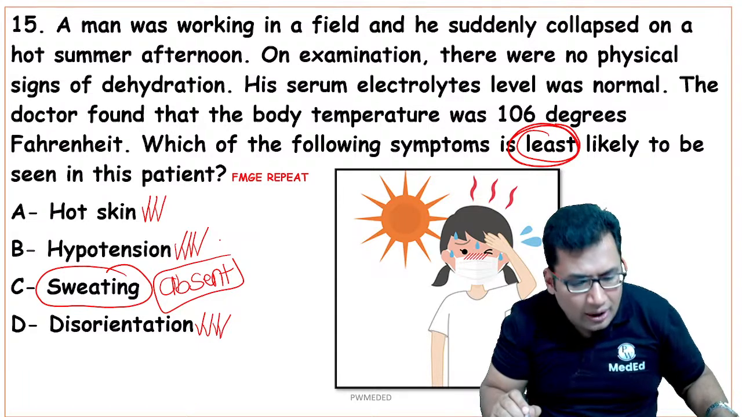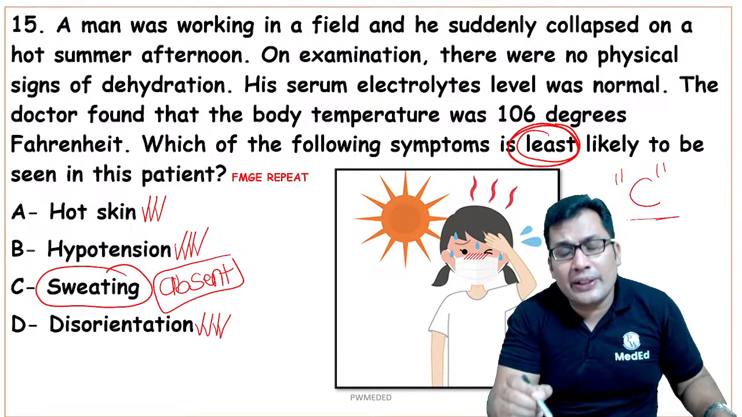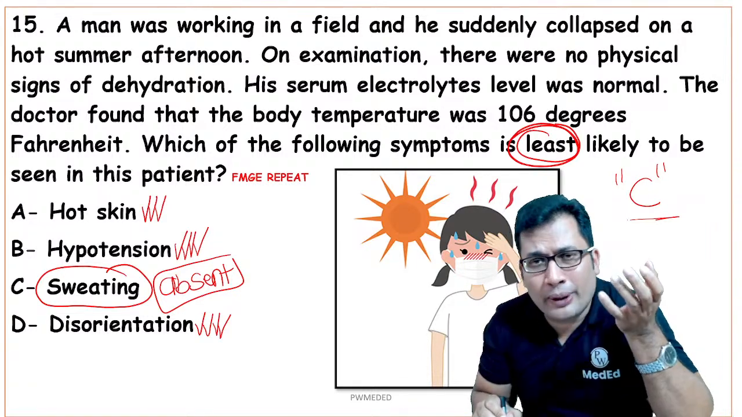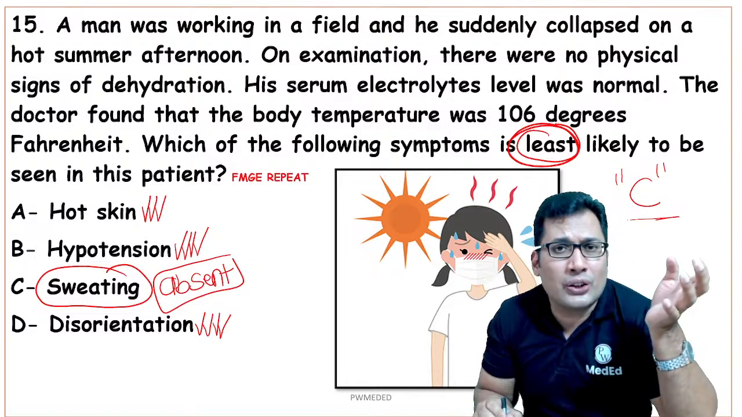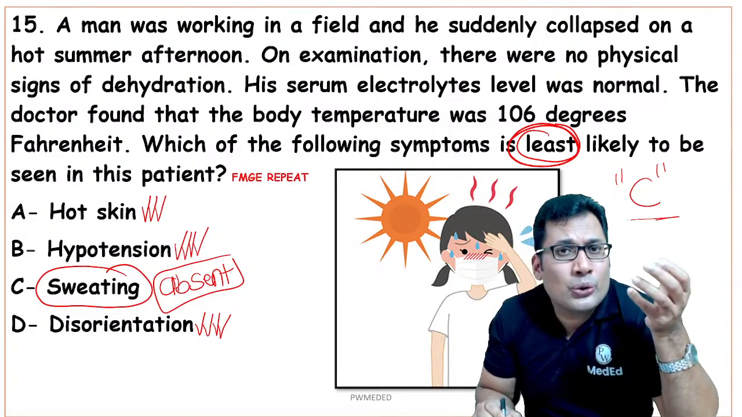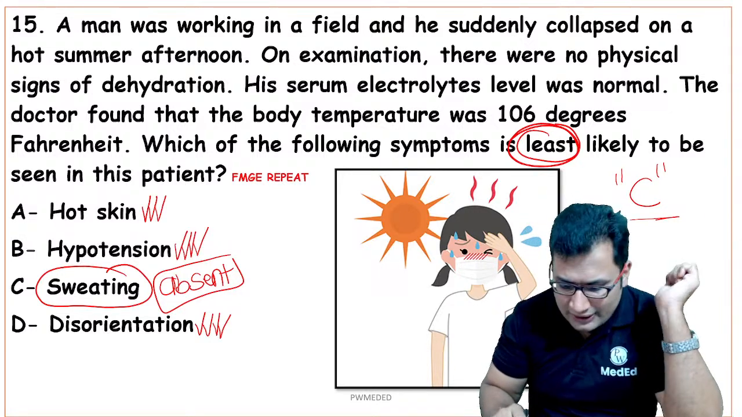Sweating is absent. So the answer is C, the correct answer. It is a case of heat stroke, and there is a failure of the hypothalamus mechanism to control the body temperature. When the body is exposed to a high degree of heat and this mechanism fails, sweating will be absent. So the answer is C.